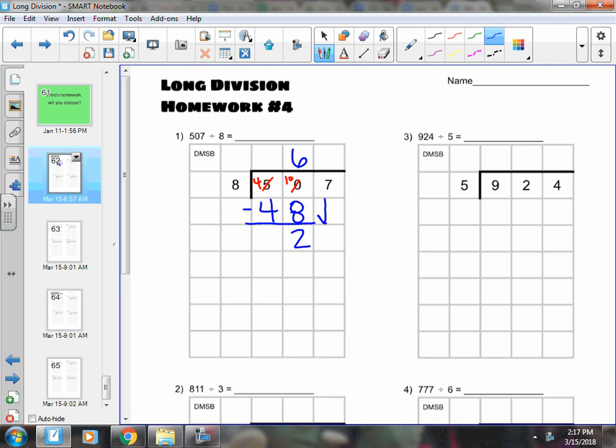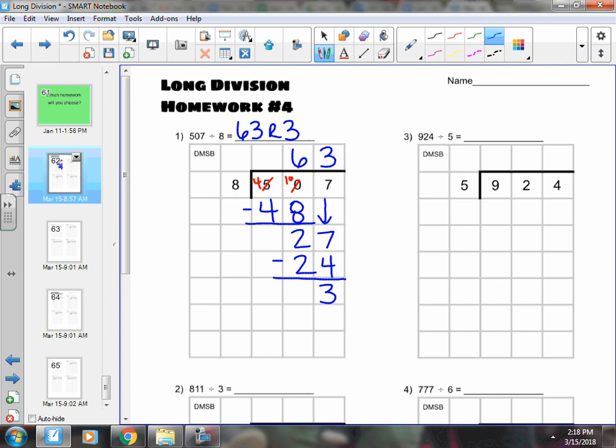And bring down. How many groups of 8 can we fit into 27? 3 groups of 8. 3 times 8 is 24. Subtract. Nothing to bring down. That's when you know you're done. 63, remainder 3.